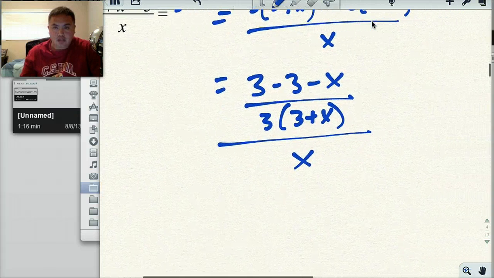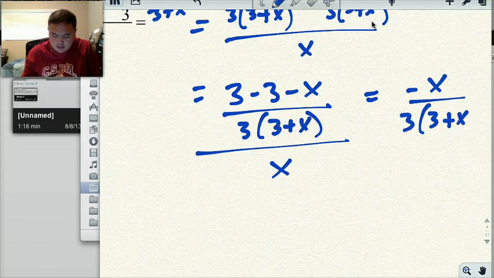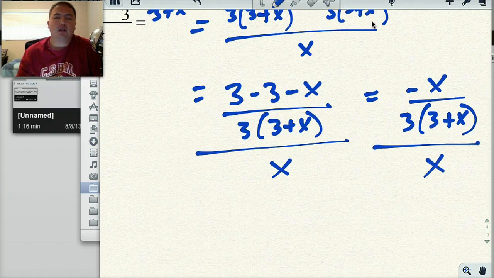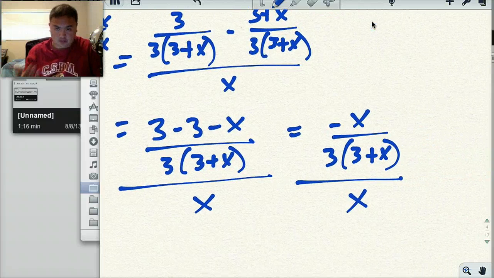Now, the top can be simplified. I have a 3 minus 3. Those cancel out. It leaves me with a minus x. I still have my 3 plus x on the bottom. And then the gigantic bottom, I still have an x. So do you see in step 1 how I made my numerator, which was once 2 pieces or 2 terms, is now 1 term.